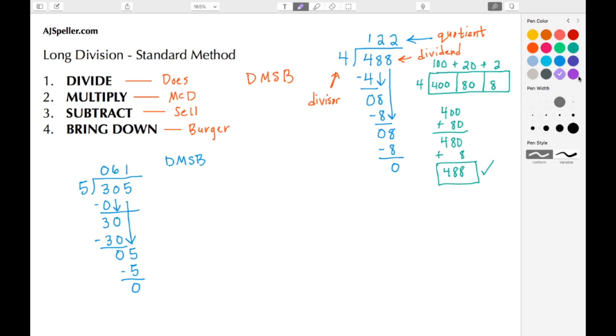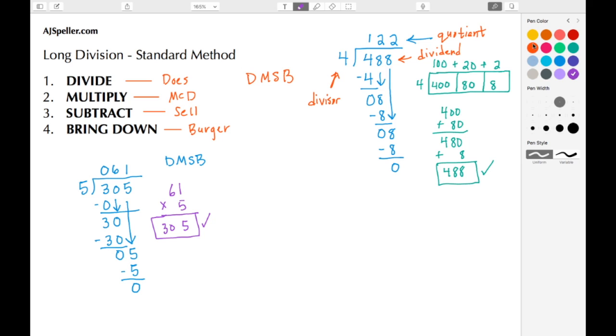But let's go ahead and check it right quick. So we're going to do our quotient, which is 61, times our divisor, which is 5. Here I'm going to do my multiplication in standard form. 5 times 1 to give me 5, and 6 times 5 to give me 30. So here I have 305, and that does match my dividend, so I know that's correct.